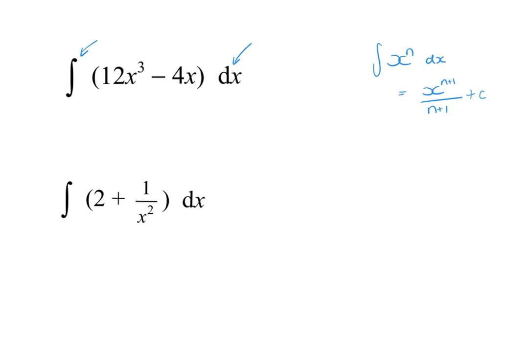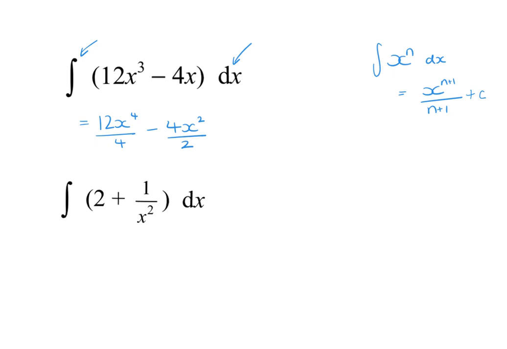So in my first one, we're going to integrate 12x cubed minus 4x. So let's start with the 12x cubed. I'm going to start by adding 1 to my power. So my power is going to become 4. And then I'm going to divide by that new power. And then for my second term, I've got minus 4x. So again, I'm going to add 1 to my power. So my power becomes 2. And I'm going to divide by 2.